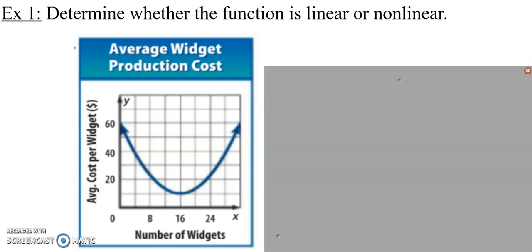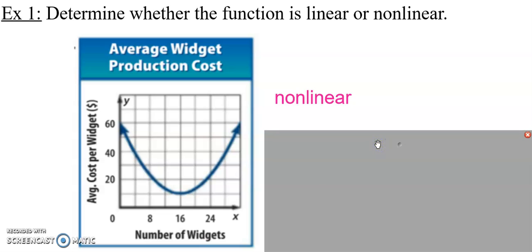All right, so starting out with determine whether the function is linear or non-linear. So this is pretty straightforward. Linear means a straight line. So is this graph a straight line or is it not a straight line? Well, this is not a straight line, so this is non-linear.